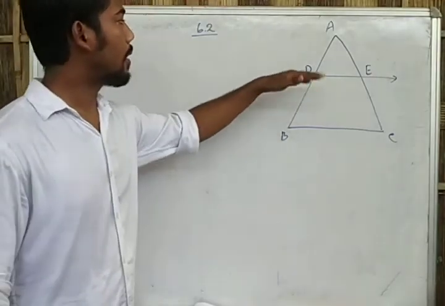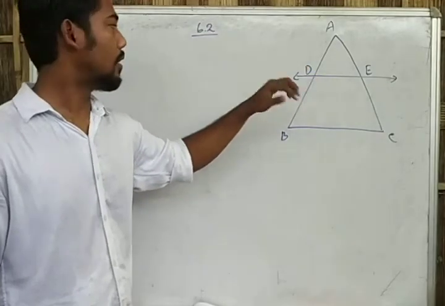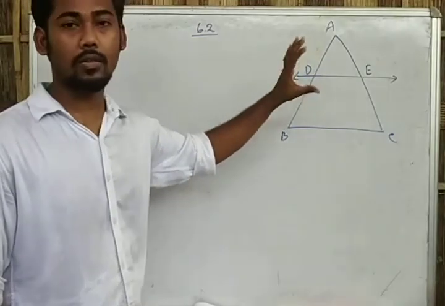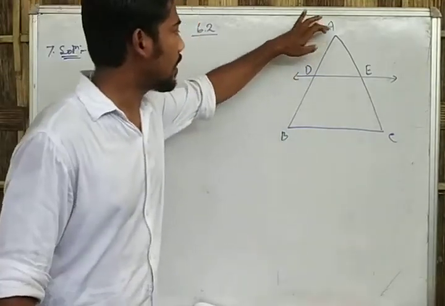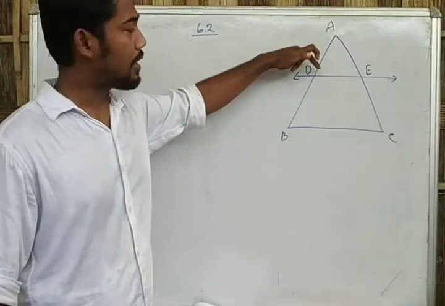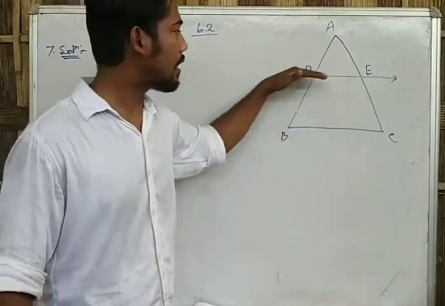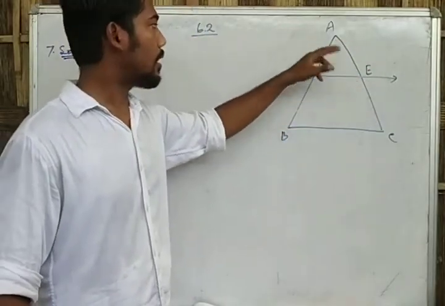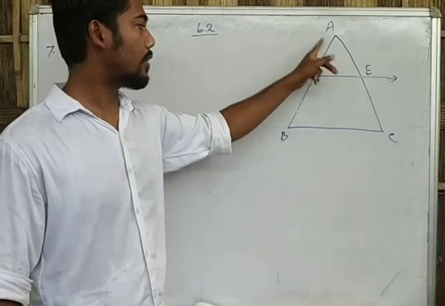A line passing through the midpoint of one side of a triangle and parallel to another side of the triangle bisects the third side. That means here the line DE is passing through D, and D is the midpoint of AB, and DE is parallel to BC. We need to prove that this line DE bisects the third side. Here the third side is AC. We need to prove that AE equals EC, that is, E is the midpoint of AC.